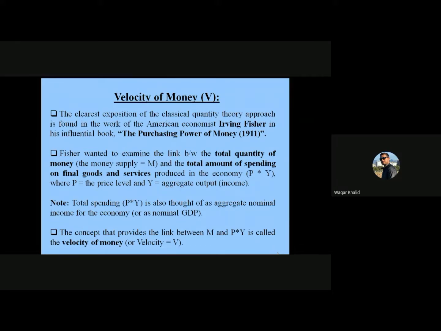The clearest exposition of the classical quantity theory approach is found in the work of the American economist Irving Fisher. Fisher was the American economist and he introduced this concept. He wrote his book in the year 1911, whose title was The Purchasing Power of Money. So in his book, he introduced this concept.